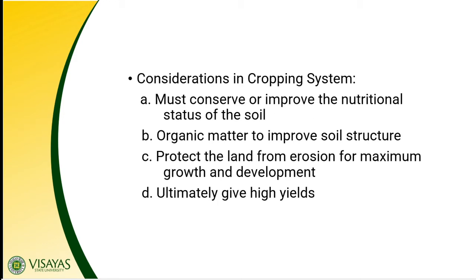The first is that the type of cropping system we must adopt must conserve or improve the nutritional status of the soil. Second is that organic matter must be there to improve soil structure, and the cropping system must be able to protect the land from erosion for maximum growth and development of crops, and ultimately it will give high yields so that the farmers or the growers, of course, will have higher net income or profit.